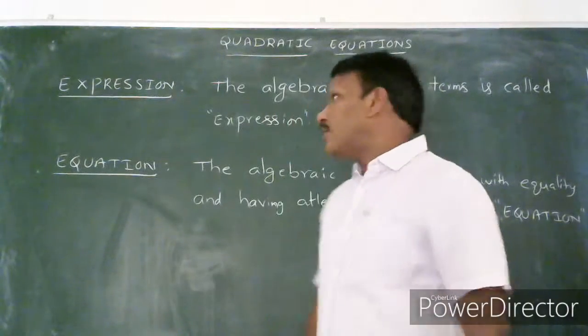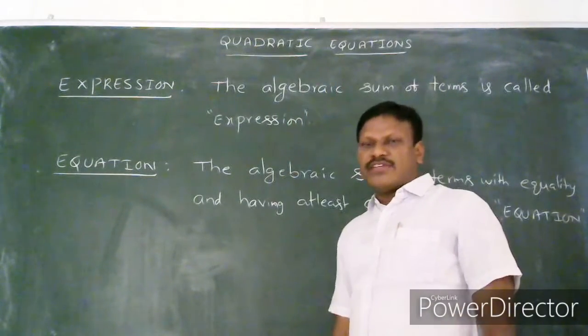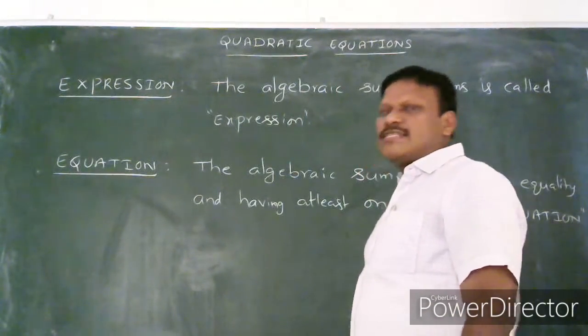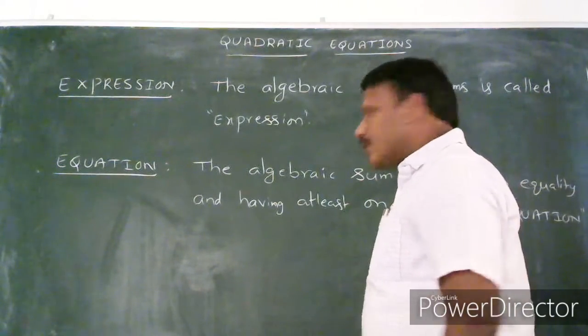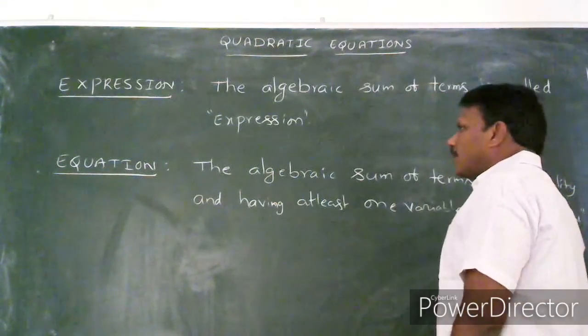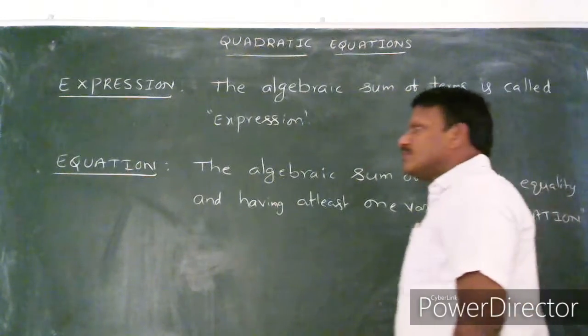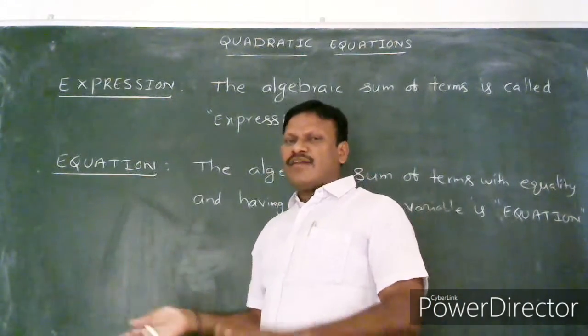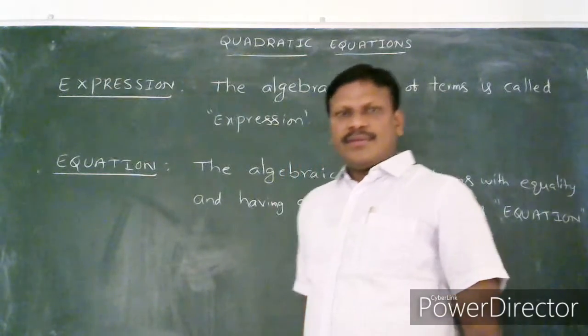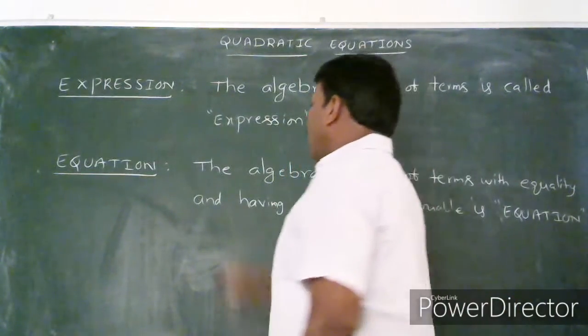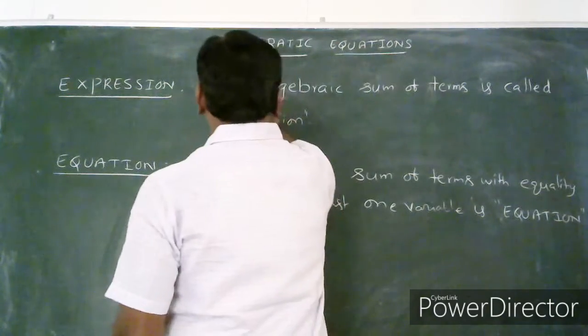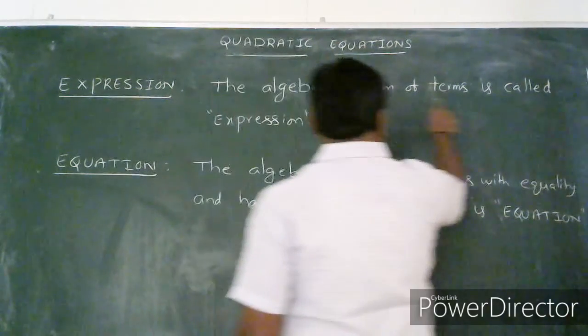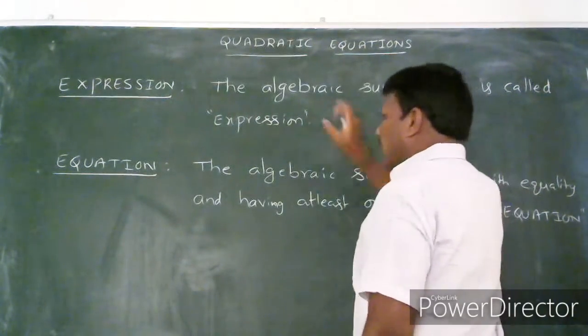Now we discuss the chapter quadratic equations. This is a CBSE plus 1 chapter. In this chapter, previously we discussed the definition of expression, equation, and further inequality. So what is the definition of expression? The algebraic sum of terms is called expression.